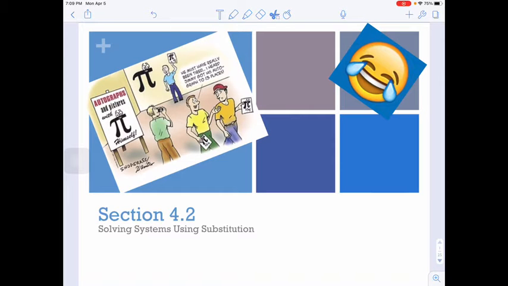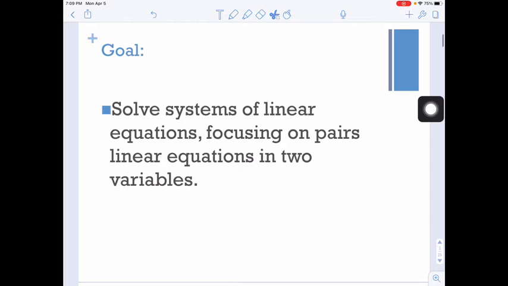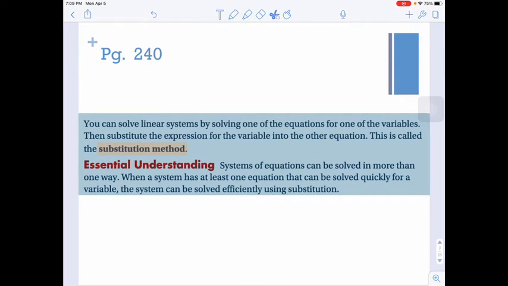Section 4.2 is solving systems using substitution. Our goal is to solve systems of linear equations, focusing on pairs of linear equations in two variables. On page 240, we have: you can solve linear systems by solving one of the equations for one of the variables, then substitute the expression for the variable into the other equation. This is called the substitution method.